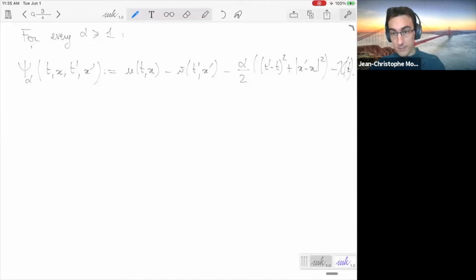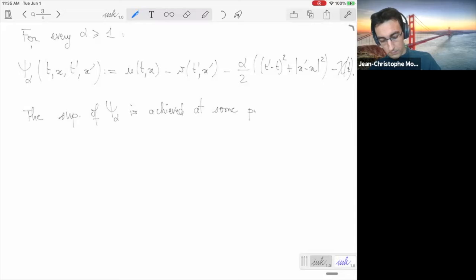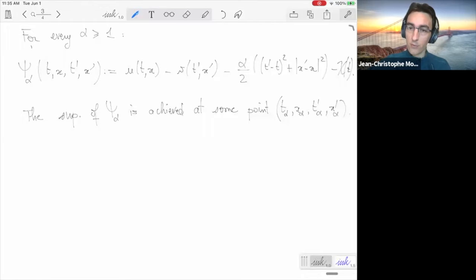Okay, so we're trying to optimize this psi alpha. So the sup of psi alpha is achieved at some point, t alpha, x alpha, t prime alpha, x prime alpha. Okay, so this is where I pretend that R^d is the torus. In principle, if you're on R^d, maybe the sup is not achieved because as you go further and further away, you have better and better results. But I'm ignoring this here.